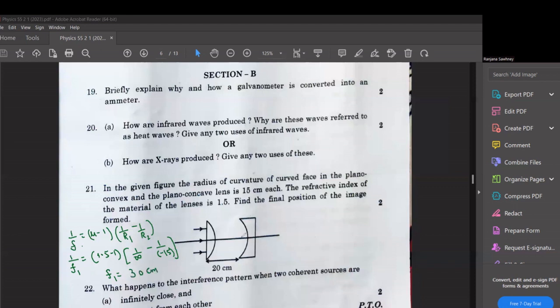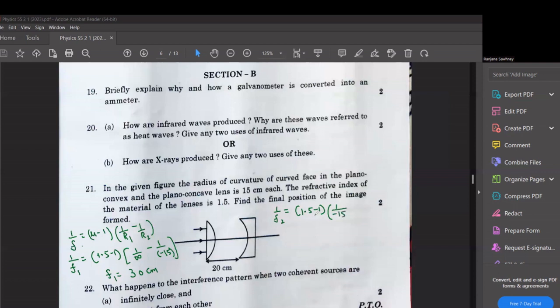Same way, let's find out the focal length of the plano-concave lens. Using the same formula, let the focal length be f2. 1 upon f2 is equal to 1.5 minus 1. Now here r1 is minus r, that is minus 15.